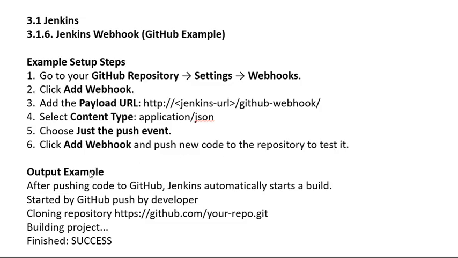And the output of the example is: after pushing the code to GitHub, Jenkins automatically starts and builds as pushed by the developers, and cloning repositories from HTTPS double slash github.com slash your underscore repo dot git, and building the project, and finished with a success message shown.